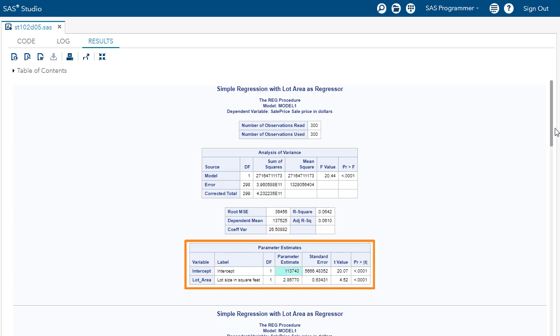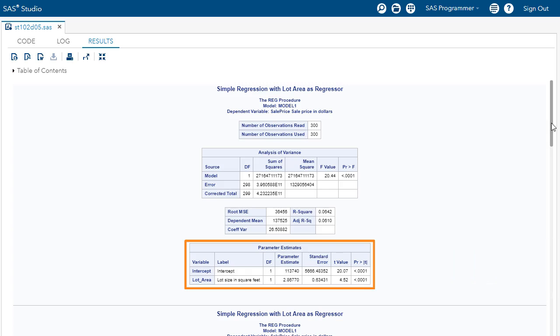The parameter estimate for the intercept, beta naught hat, is 113,740. And the parameter estimate for the slope of lot area, beta 1 hat, is 2.8677. So the regression equation is sale price equal to 113,740 plus 2.8677 times lot area. The model indicates that each additional square foot of lot area is associated with an approximately $2.87 higher sale price.